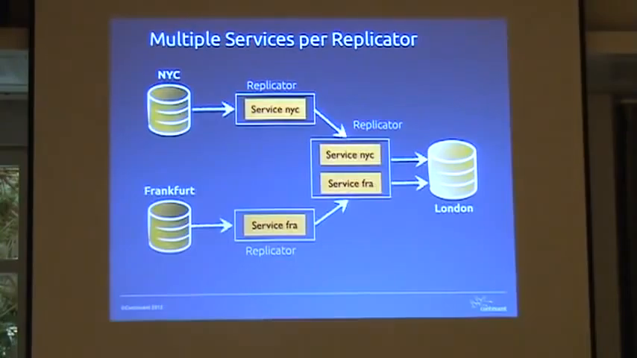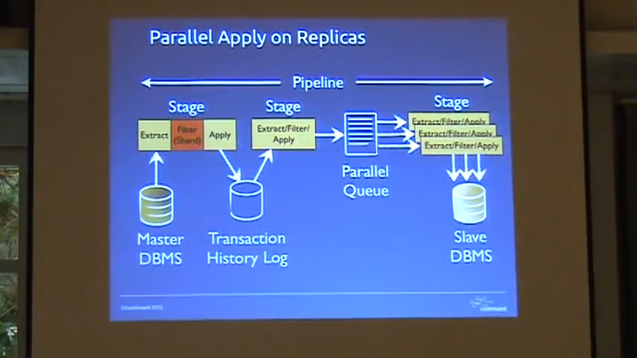This is a slide that shows multiple services per replicator. In this slide, we have three replicators. We actually have two masters and one slave: a New York master, a Frankfurt master, and a London slave. This is so-called fan-in replication, when data is aggregated. And as you can see, the London slave has two services: one service for the New York master, and one service for the Frankfurt master. This way, we can implement multi-master solutions. I'm going through this quickly because I will show you how it works in practice, but I want to give you an overview.